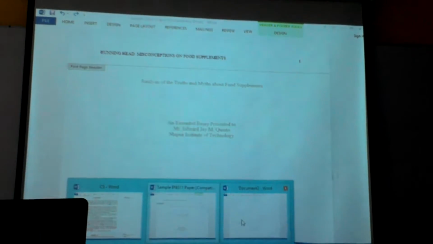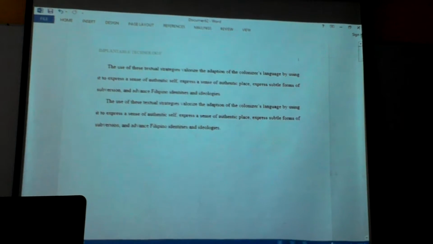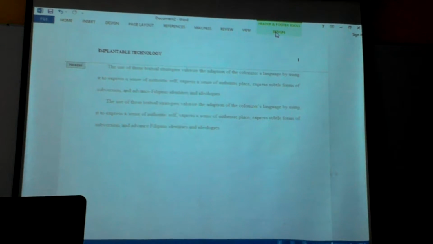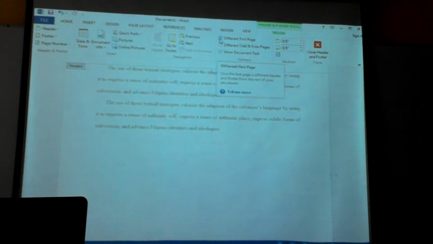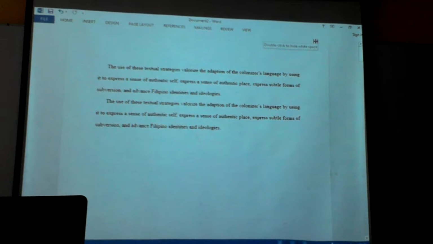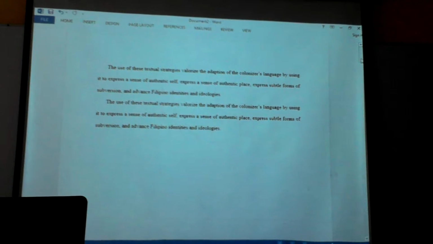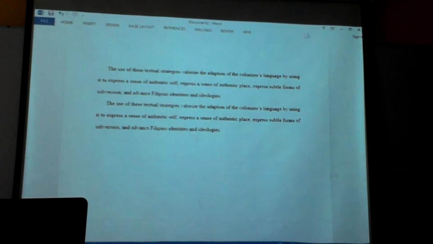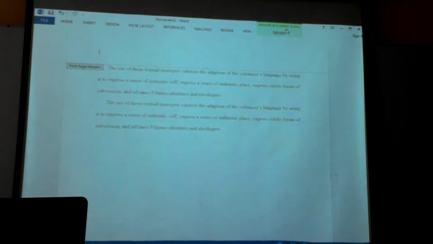Let's go to that file we had earlier. I'll go back to the header section. I'll double click that. See this design on top? Different first page shall be clicked, and the effect should be that the page number and the running head will disappear, only in the first page. In the succeeding pages, you still have them. Okay? Did you manage to do that?